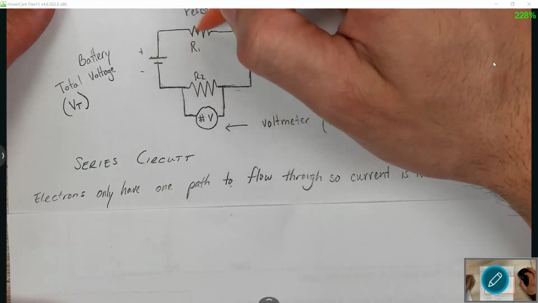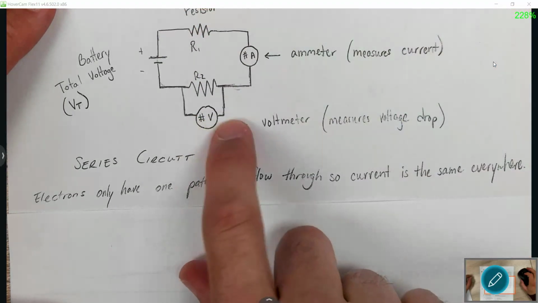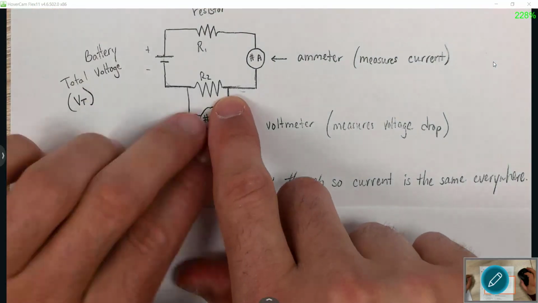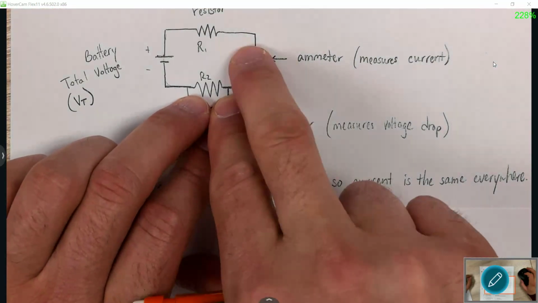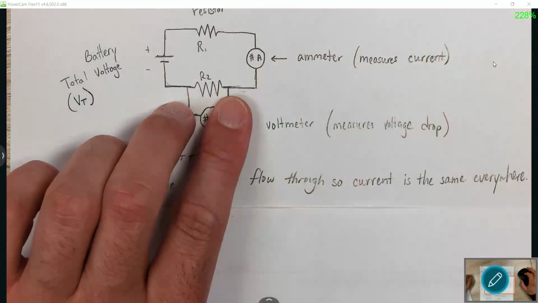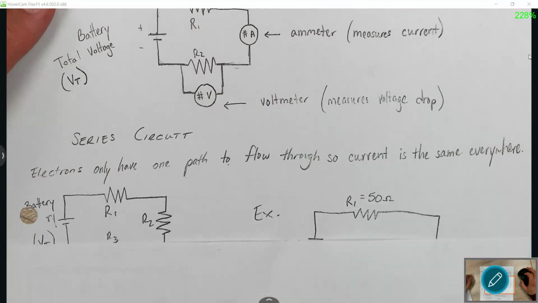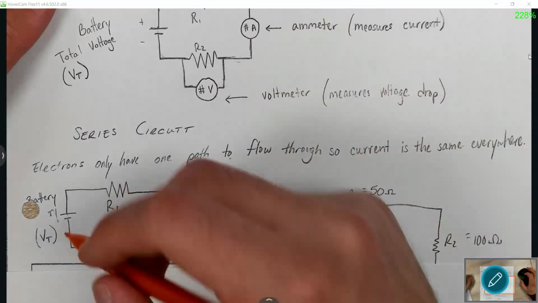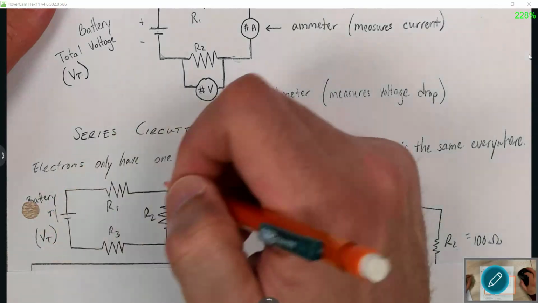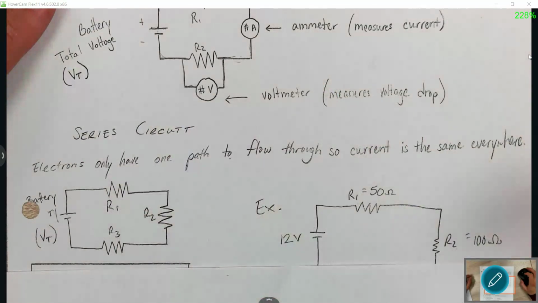They have to go from here through the first resistor, and through the second resistor. Now note, this is not part of the circuit itself, nor is this. Those are there to give us little readings on certain pieces. It gives us more information to help solve for problems. So again, the battery is our total voltage, and we have R1, R2, R3. This is an example of a series circuit.